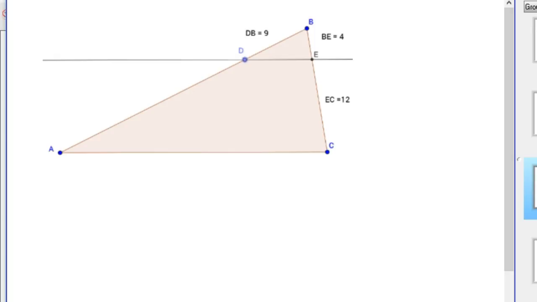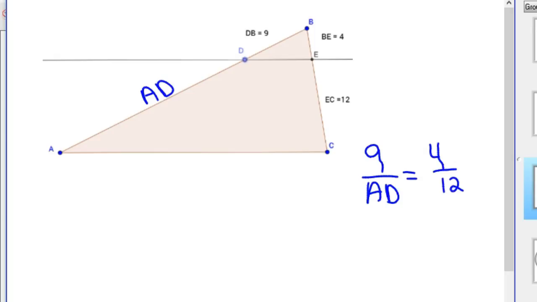Let's try it on another one. Go ahead, hit pause on the video, give it a shot on this one, and then watch me solve it. In this case, we're looking for AD again. So here we have 9 over AD equals 4 over 12.